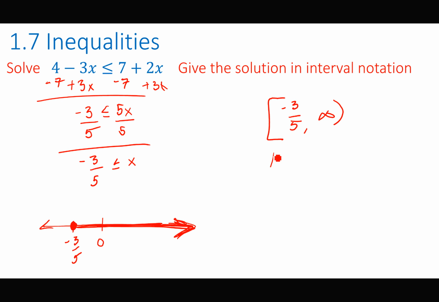Okay, and again, this inclusive is going to come whenever you have greater than or equal to or less than or equal to. That's when you use a bracket. Parenthesis will just come from less than or greater than, but a parenthesis is always around infinity.